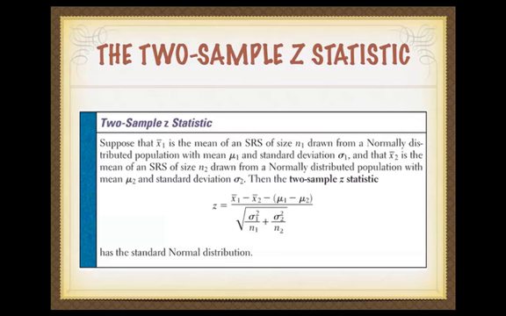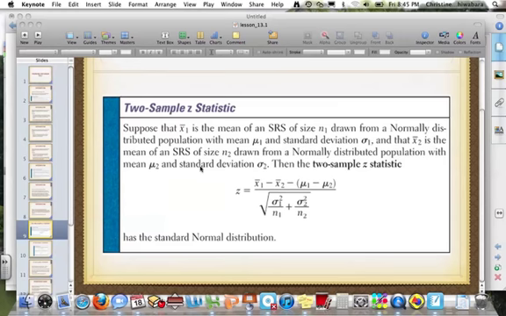Z equals X bar 1 minus X bar 2 minus (mu1 minus mu2). So that's the difference in sample means minus the difference in population means divided by the standard error, the square root of sigma 1 squared divided by n1 plus sigma 2 squared divided by n2, and it has a standard normal distribution. All right, so make note that because we're doing a Z statistic, that means that the standard deviation of the population, sigma 1 and sigma 2, was given to you. So keep that in mind.